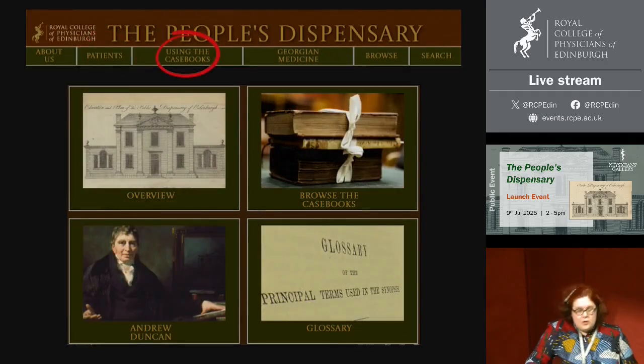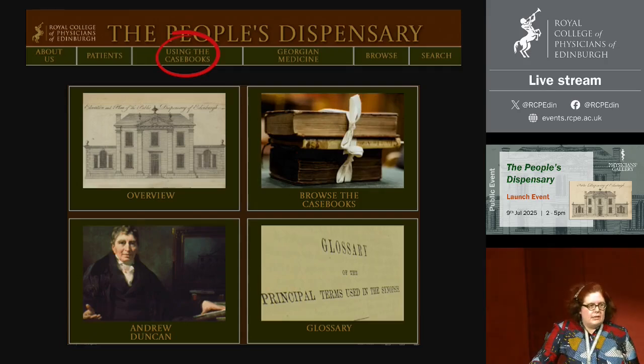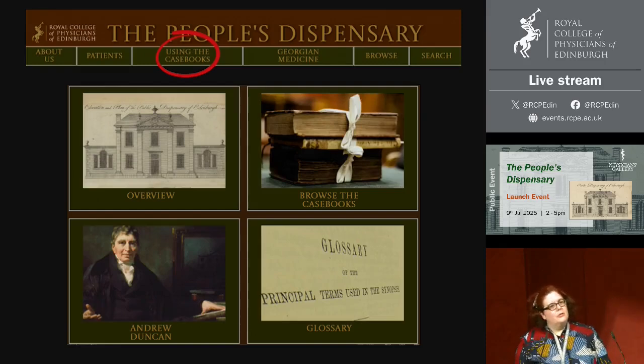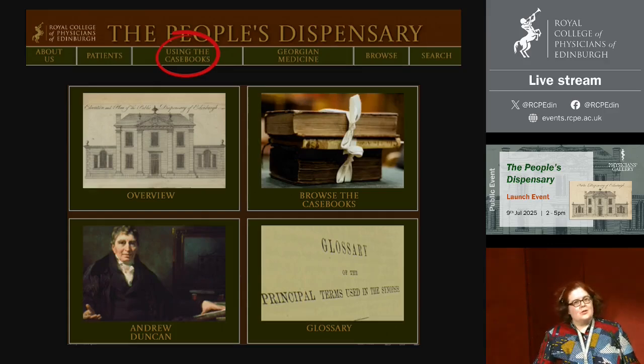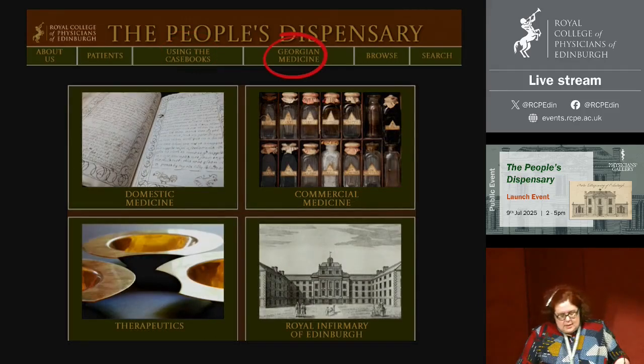The next tab, using the case books. There's information about the dispensary itself if you want to find out a bit more about how it worked, how it operated. Information about Andrew Duncan, and a glossary of the weird apothecary symbols that you will find scattered throughout. It took us quite a while to figure them out, so you don't have to. The next bit is Georgian medicine. So like this event today, putting it all into a bit of context.